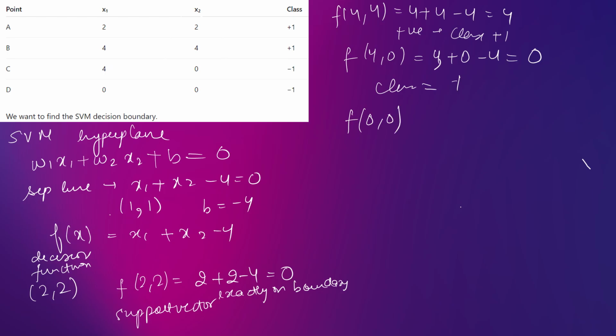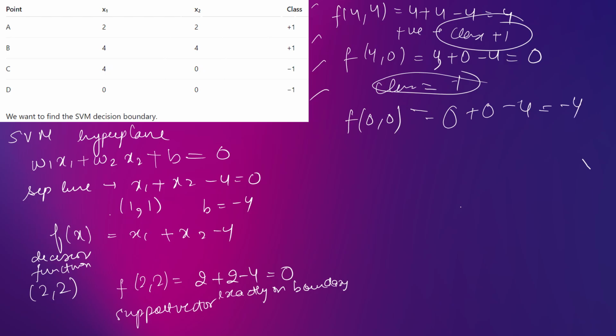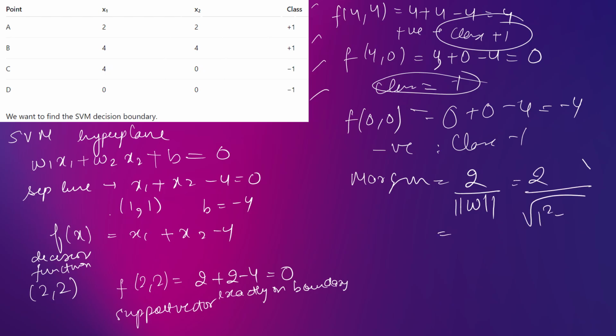Next, for 0, 0, why are we saying class -1, class +1? Because it is given in the table if you may see, right? So now for 0, 0, it's 0 plus 0 minus 4. This will be -4. This is negative, of class -1. Now, another thing that you have to find is the margin. The formula for margin will be 2 upon modulus of W. This will be equal to 2 upon under root of 1 square plus 1 square. So this will be 2 upon under root 2. This answer will be under root 2.